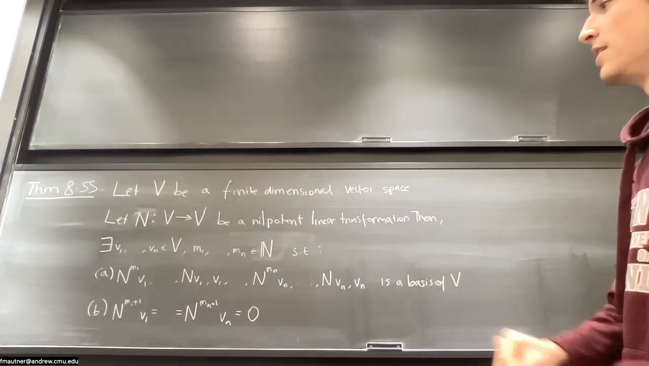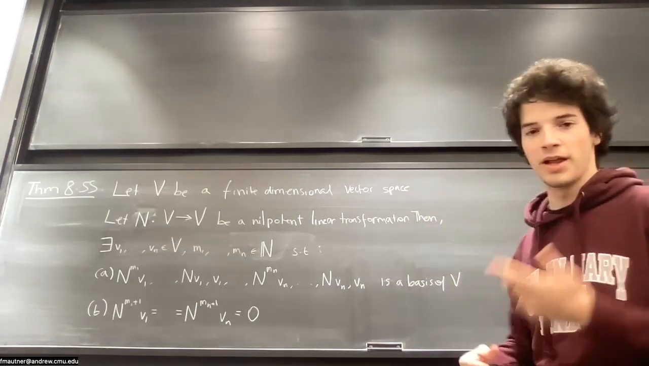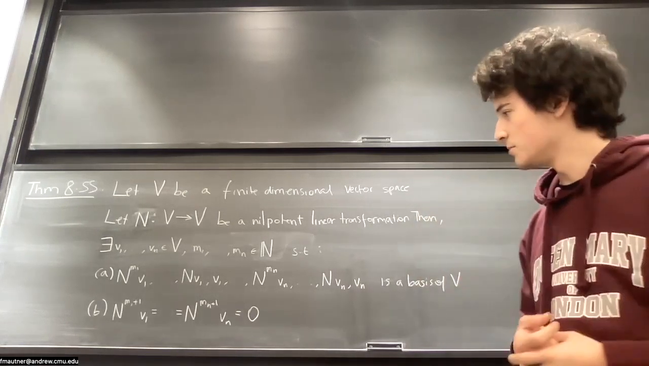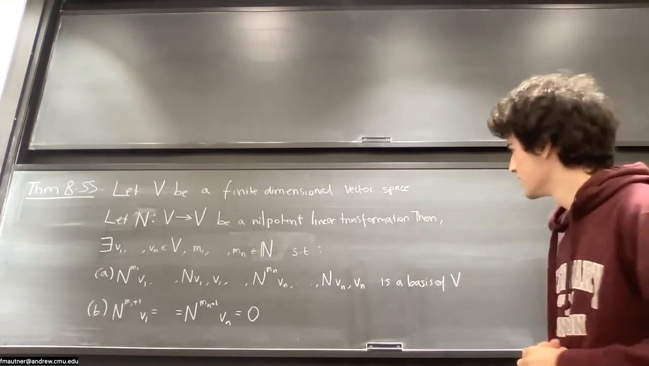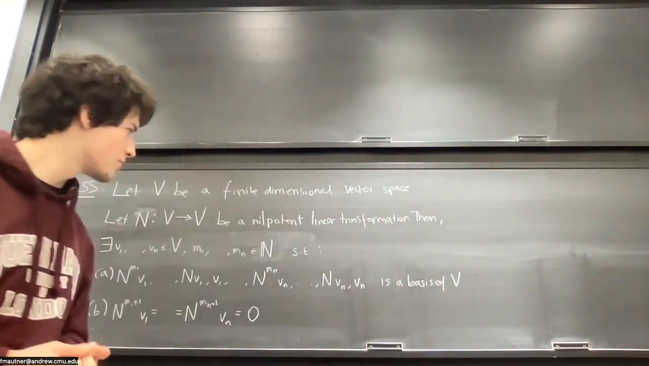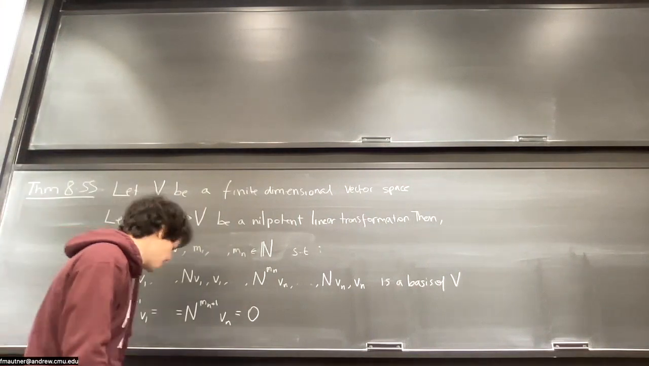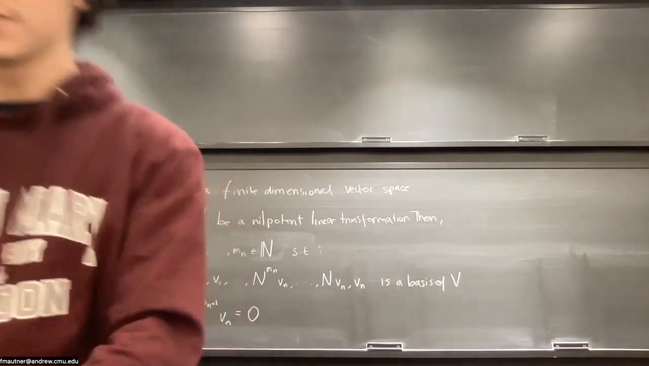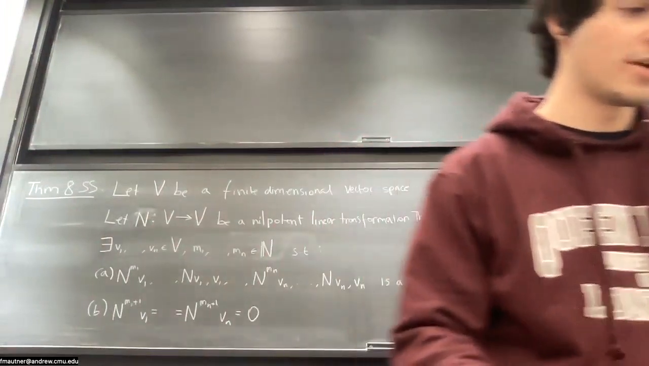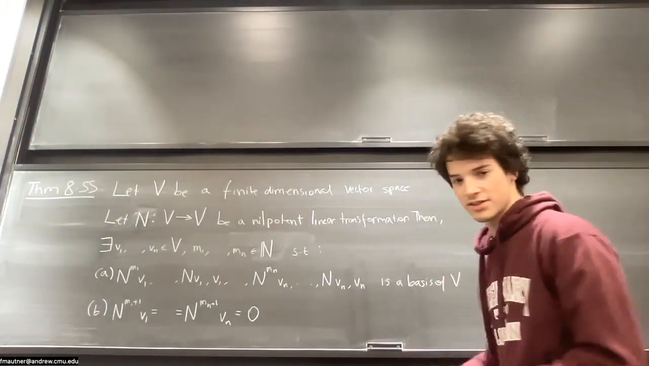It says that for all of the pairs M sub i and V sub i, if you apply N M sub i plus 1 times to V sub i, you get 0. So that's what we're doing. The way we're going to prove this is through induction on the dimension of V. Remember, V is always finite dimensional, so we can do that. It's going to be pretty straightforward strategy-wise. The proof gets a little hairy, but it's not going to be too bad.